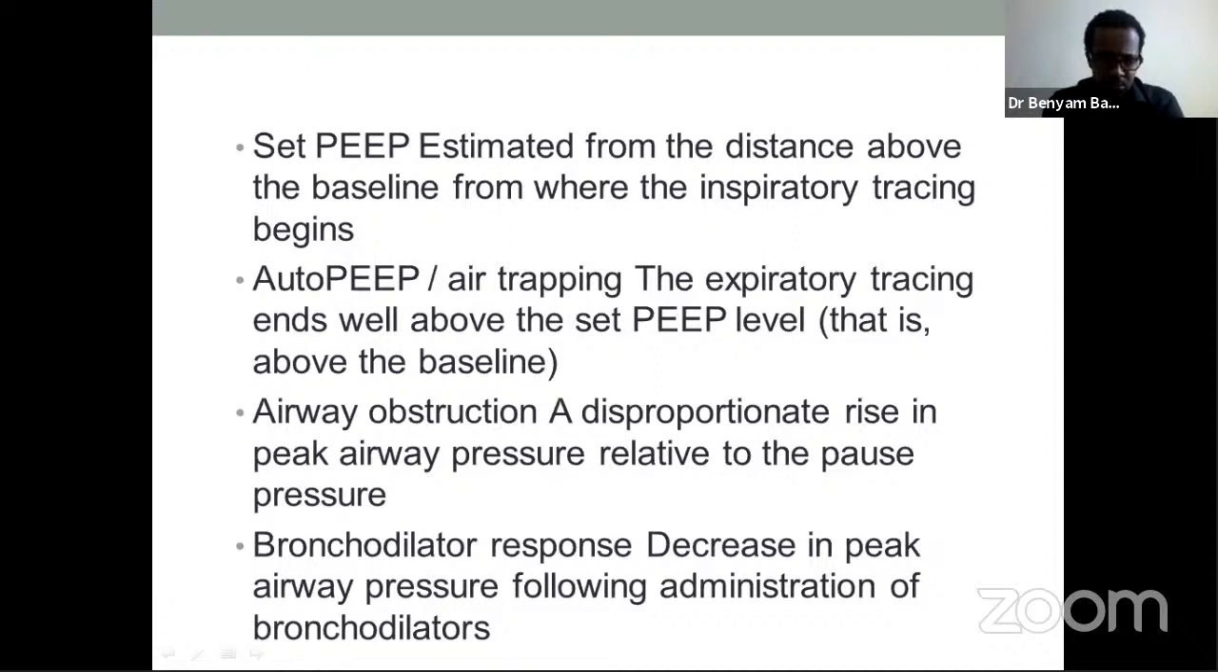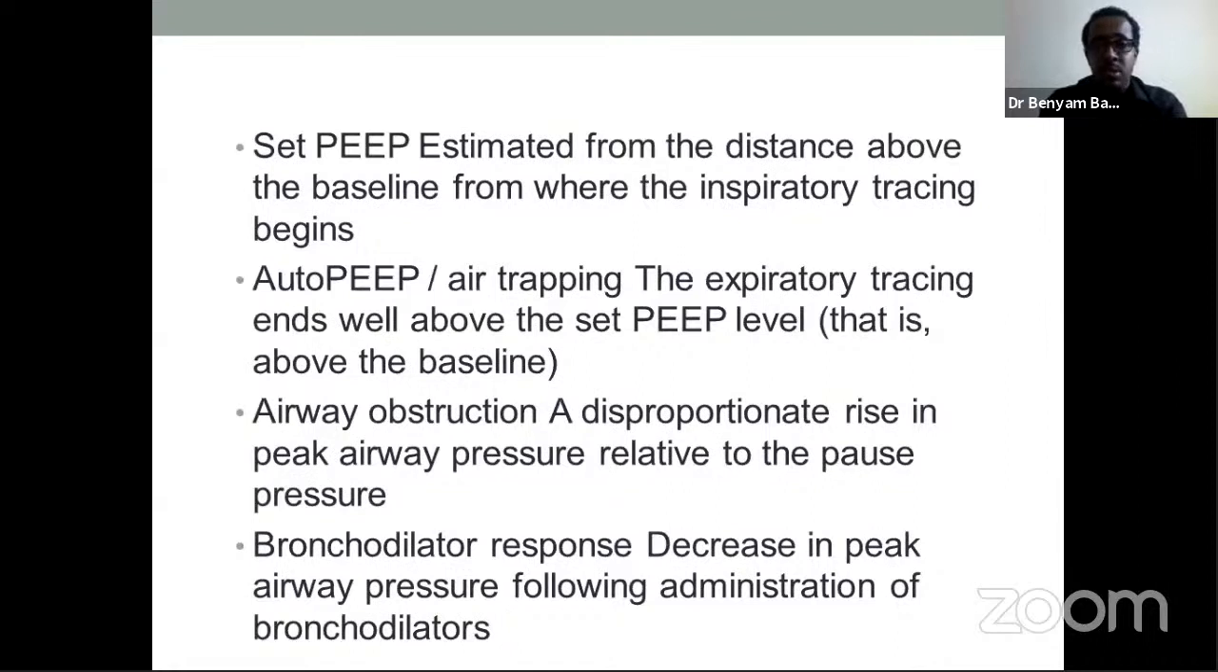So we have discussed airway obstruction. As we said, the peak airway pressure will be relatively higher than the pause pressure or the plateau pressure. So we'll be able to see the disproportionate rise, and we'll be able to tell that there is an airway obstruction.